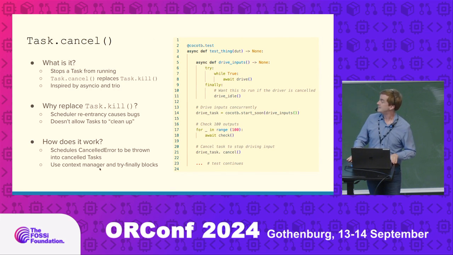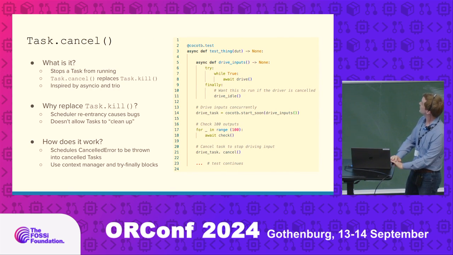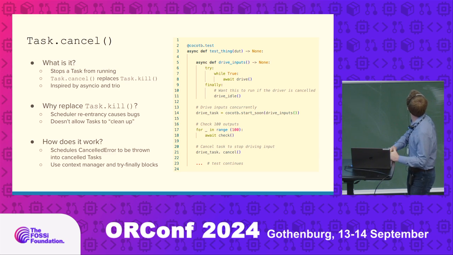Another thing is task.cancel. So this is a replacement for task.kill. And it works a little bit more like it would in asyncio, where it allows the task to clean itself up by throwing a cancelled error into the task when it is killed. So we can see an example there on the right.